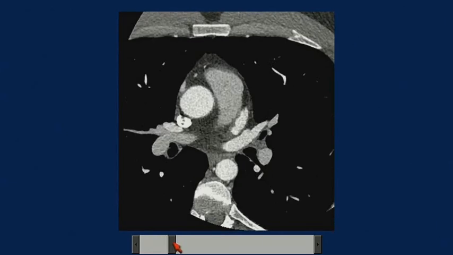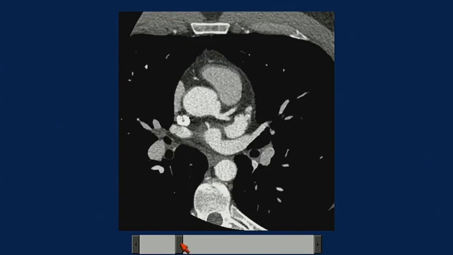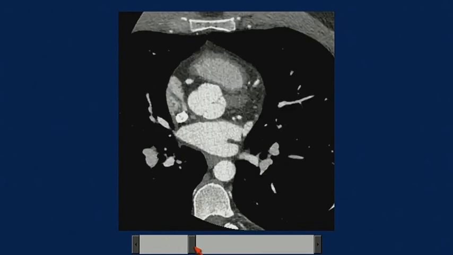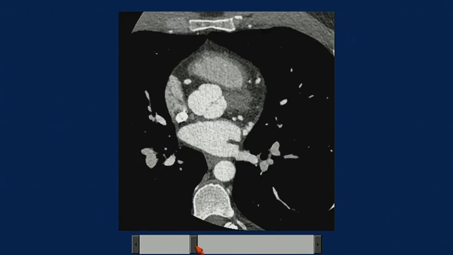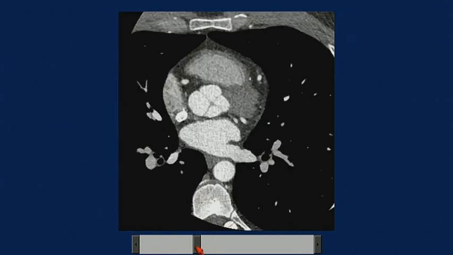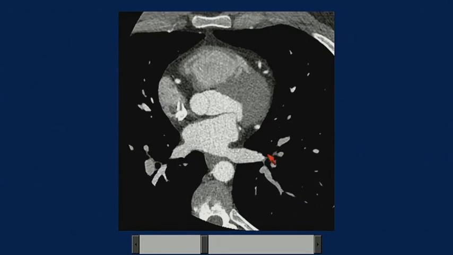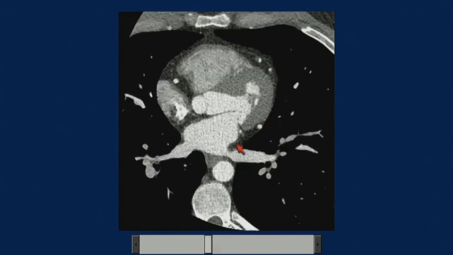So let's see the circumflex and obtuse marginals on a stack. Left main dividing into LAD and circ. The circumflex, you can see, maintains its position in the AV groove, and here it's dividing into two. So if you look at the anterior vessel, that's the bigger caliber vessel, and that is actually your obtuse marginal, which is supplying the lateral left ventricle.